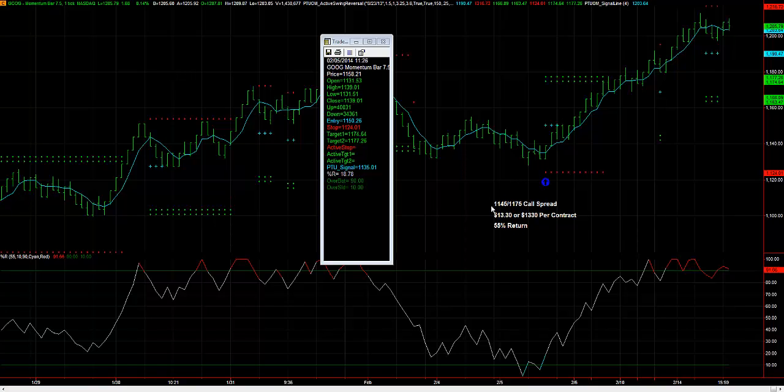I was looking at a call spread here, very similar to what we looked at on Apple. So I bought the 1145 call. I sold the 1175 call. So I put this trade on. Now, Google, it's a very pricey stock. We're looking at a $1,100 product at the time of the setup. So it takes a lot of capital.